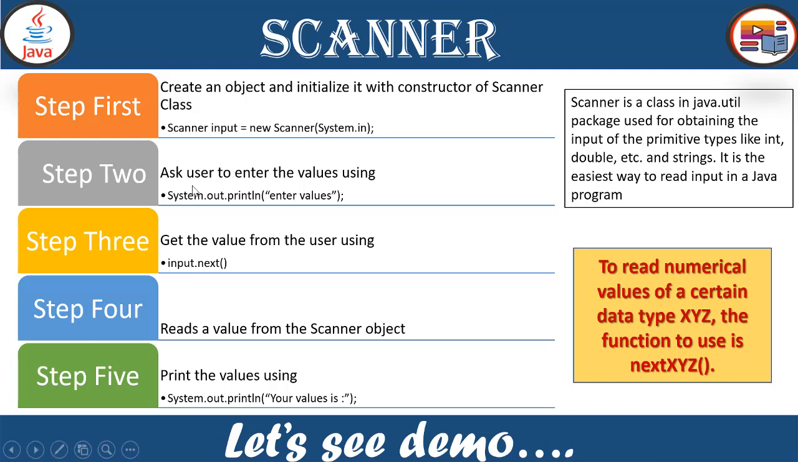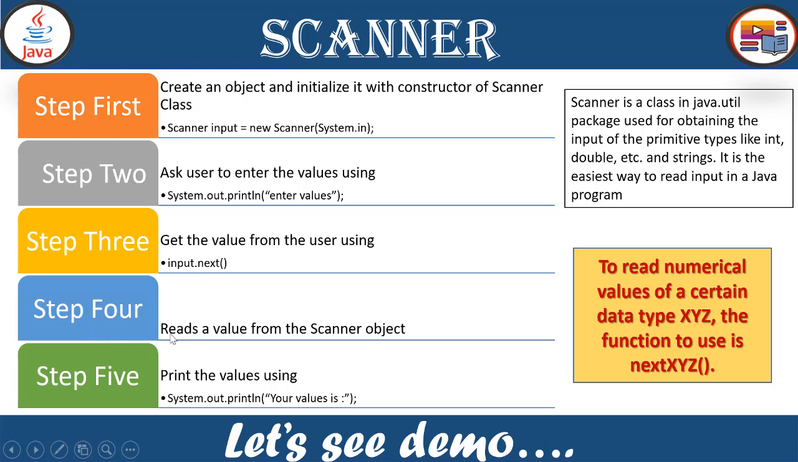Step 2, we need to ask the user to enter the values using System.out.println, printing the message and asking the user for the values. Step 3, we are going to get the value using the Scanner object's methods, so the methods the Scanner class contains. We have created an object, so all we need is to call the object and get the method from the object as per our requirements in the program.